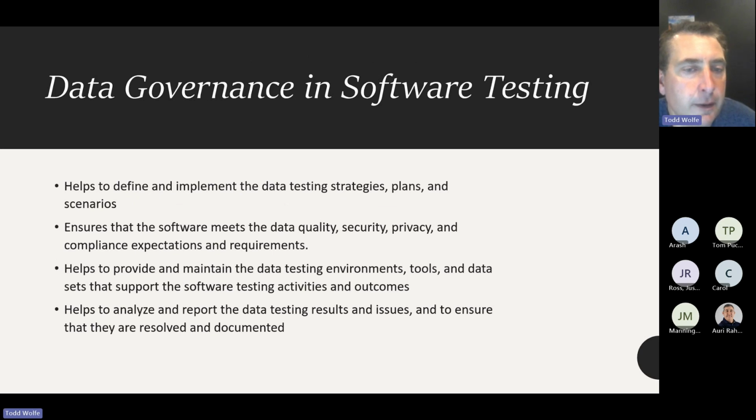When we get to the testing aspects, where we're seeing if the functionality, the performance, and the reliability are verified and validated, we're going to use data governance to help us implement the data testing strategy, plans, and scenarios. As we're creating our test plans, we're going to consider what governance aspects need to be considered there, to ensure that the software meets the data quality, security, privacy, and compliance expectations and requirements. We're going to help to provide and maintain the data testing environments, tools, and data sets that support the software testing activities and outcomes. And we're going to help to analyze and report the data testing results and issues, and to ensure that they are resolved and documented.